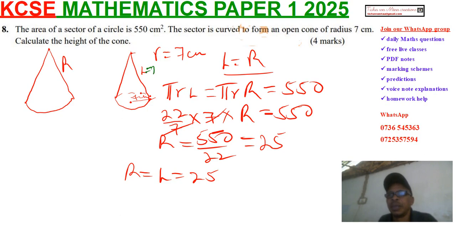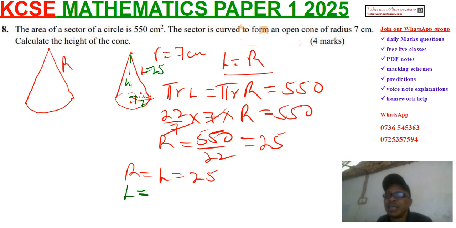So if you have 25, and we want to find the height of the cone, we can draw the height of the cone. This is the height. So this is a right angle triangle. We have this is 7, and this is 25. So using the Pythagoras theorem, L squared is equal to 25 squared plus 7 squared.